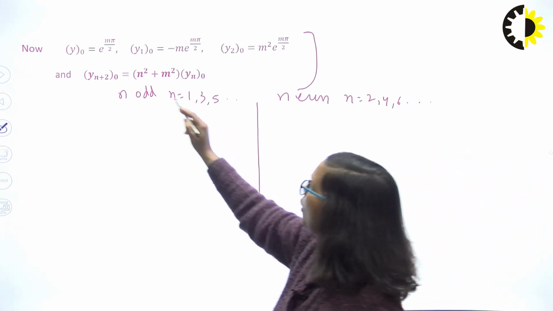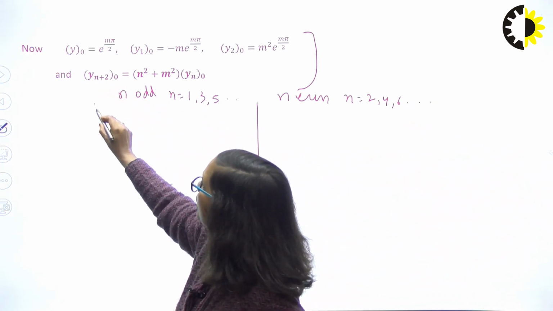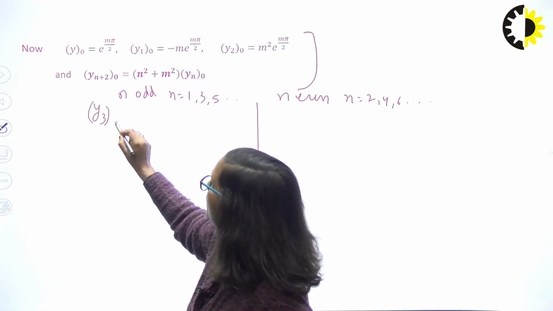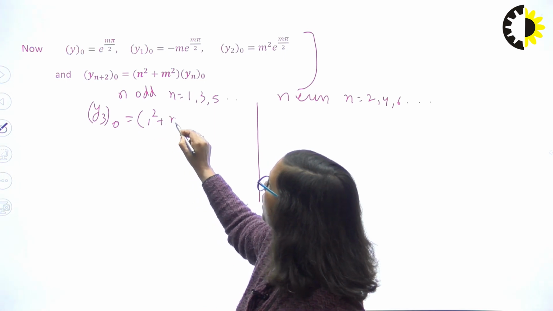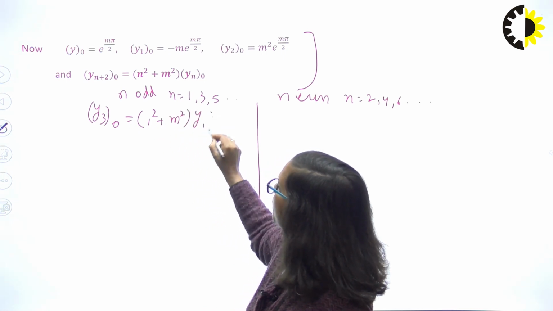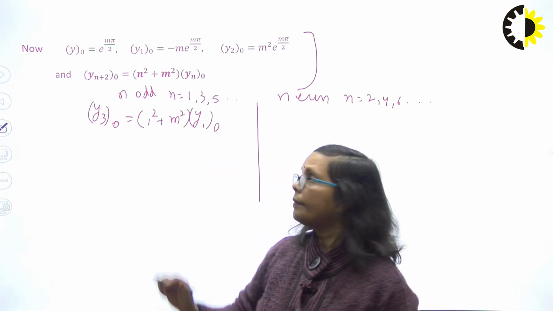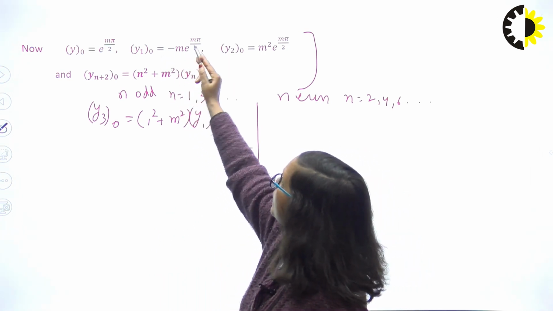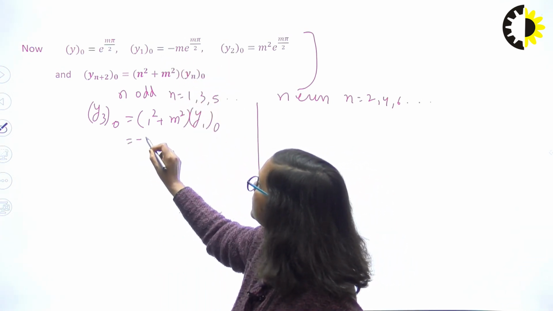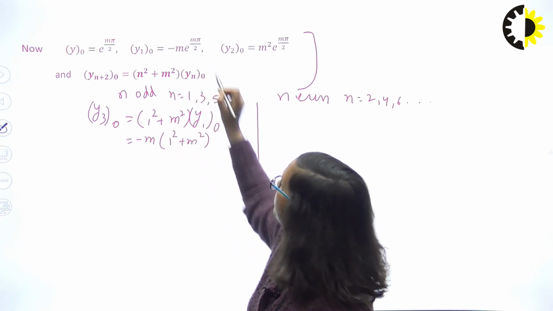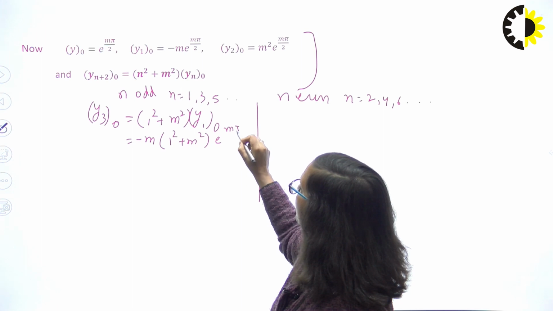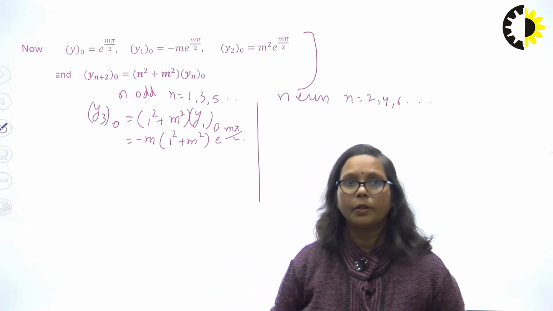So when I take n odd, n equal to 1, I get y3 0. Putting n equal to 1, it's 1 square plus m square into y1 0. What is y1 0? We have already calculated it. Putting this value of y1 0 over here, this is minus m into 1 square plus m square into e to the power m pi by 2. This is the value of y3 0.